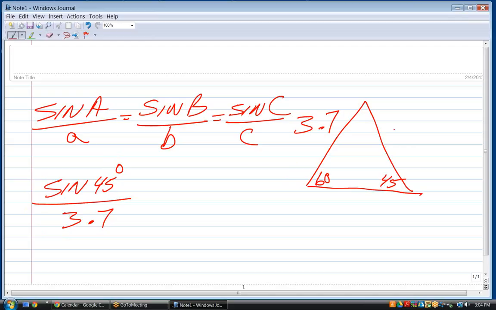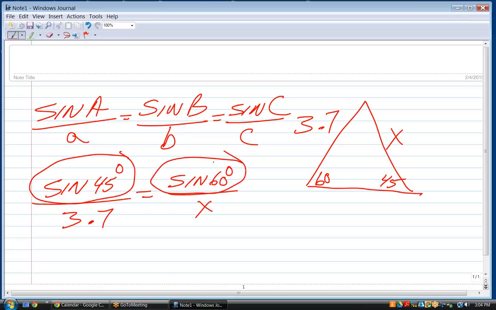So if I want side x, then that has to be the sine of 60 degrees divided by x. And this is a number, and this is a number. So solving for x is relatively straightforward. Now, when they say solve a triangle, they want you to solve all three angles, all three sides. Well, they've made this relatively simple because they gave us two angles.